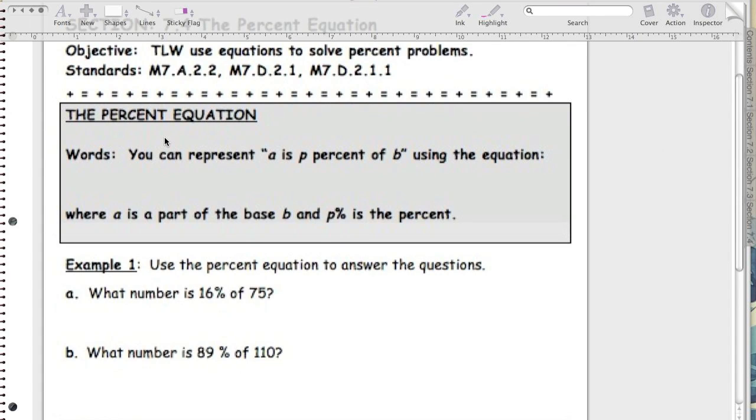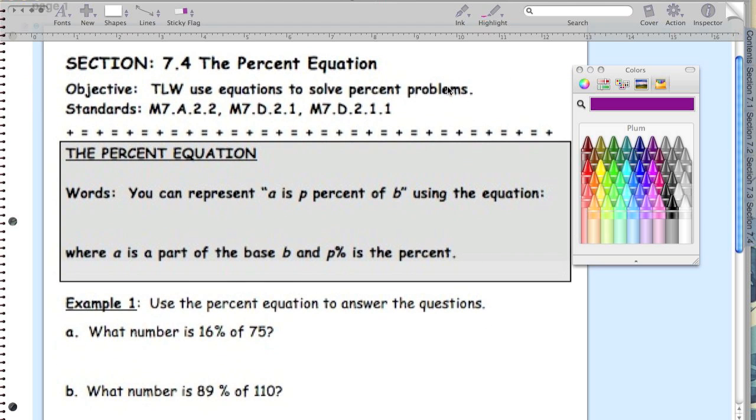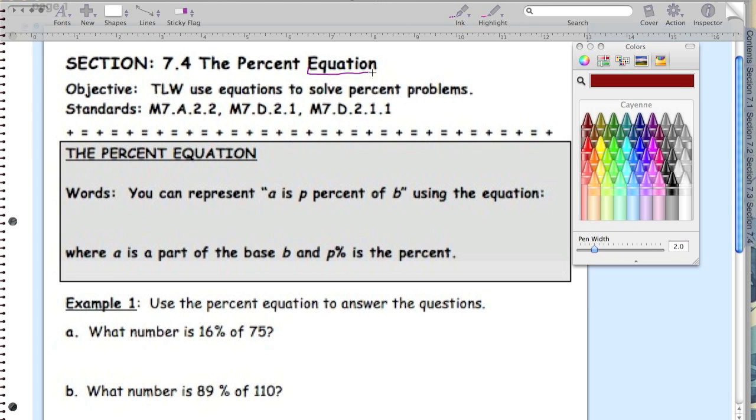Last lesson on relating percents to either fractions, proportions, decimals, and equations. This one's going to highlight equations as our method. So let's jump down. We're going to notice that our beginning part starts off the same as most all of them has. You can represent A as P% of B using this equation. Okay, so we've done proportion and other methods. Now we're going to see how this relates to equations.